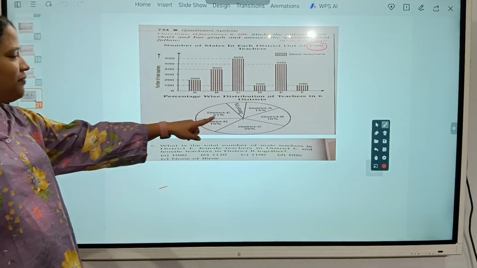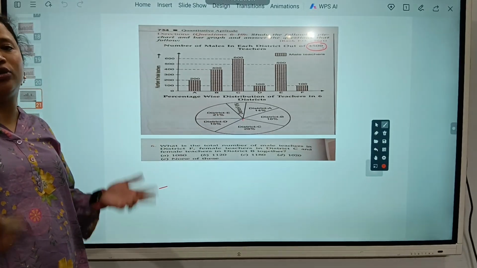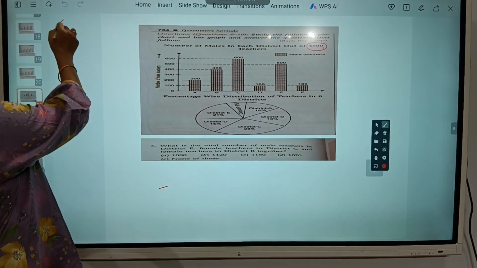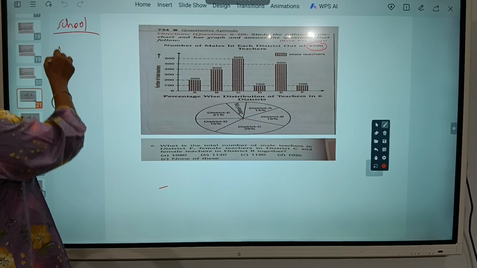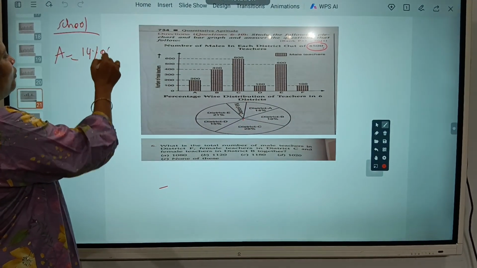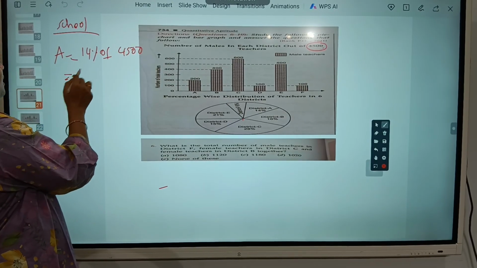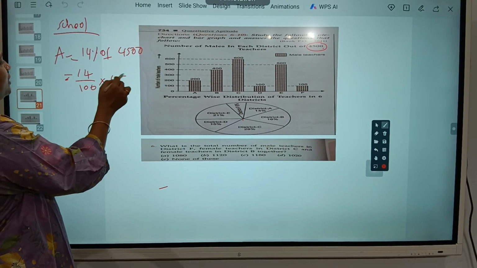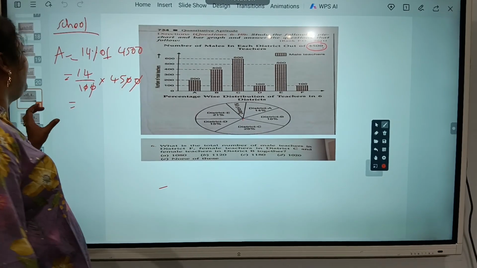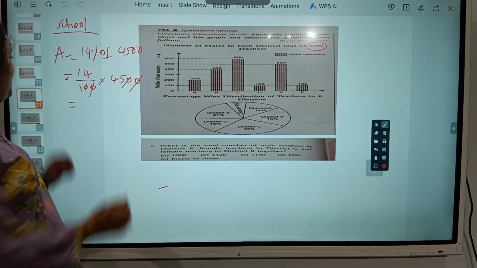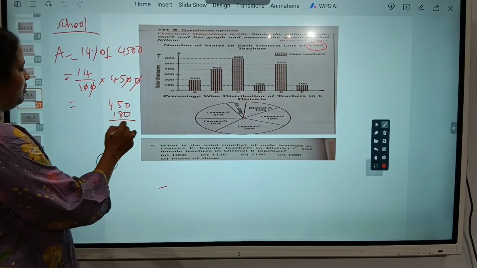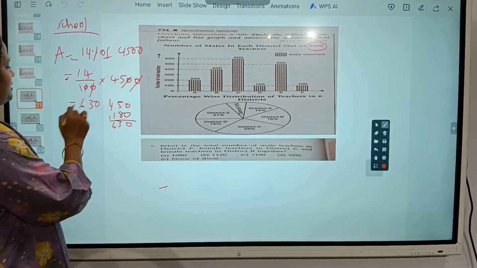Now we will solve the pie chart first and calculate the total number of teachers in each school. So school A, how much percent is it? 14%. 14% of 4,500 total teachers. So 14 by 100 into 4,500. 0, 0 cancel. So 14 into 45. We have 45 times 14, 45 fours are 180, so it is 630.